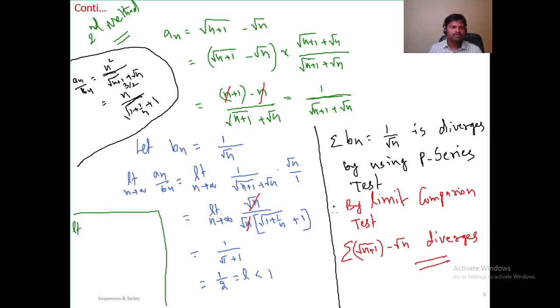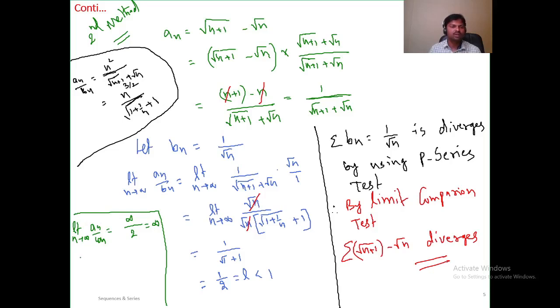So limit n tends to infinity, an by bn I am doing. Apply n tends to infinity by 2, you will get infinity. So by limit comparison test, third statement, you are getting L value is infinity, and bn should diverge, then only an converges.